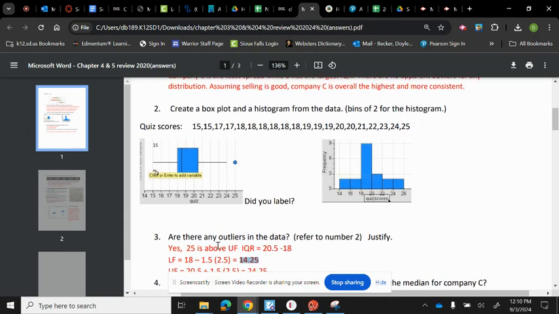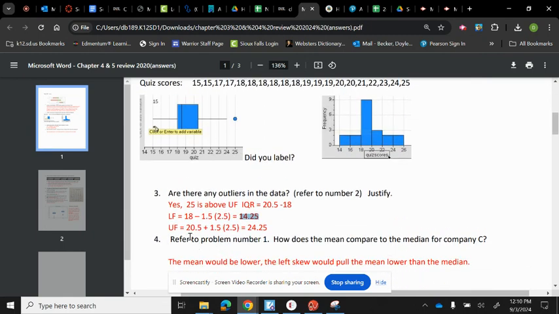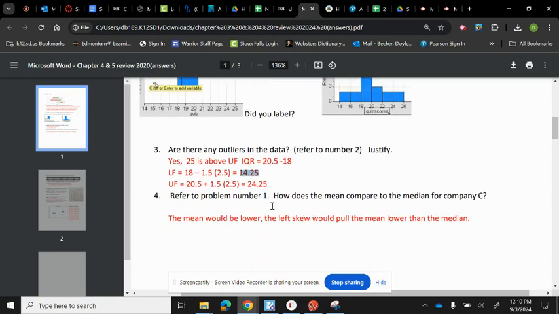24.25 is the other fence. When you take the third quartile or upper quartile plus 1.5 times 2.5, you get 24.25, which if you drew a line right here, you'd understand, hey, 25 ends up beyond that. So then 25 is an outlier. I don't have that on the key. I'll get it added to the key, but I don't have it on here. But number 3, you should say yes, 25 is an outlier. All right.